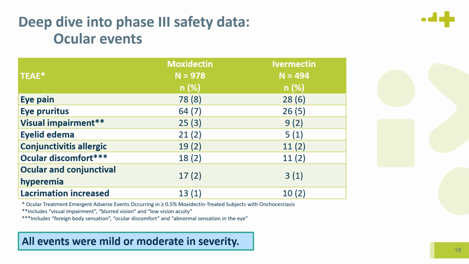Ocular events were studied closely in both the phase 2 and phase 3 studies of moxidectin compared with ivermectin. You see here the results from the phase 3 trial. As you can see, similar proportions of events occurred with either treatment. All ocular events were graded as mild or moderate in severity.